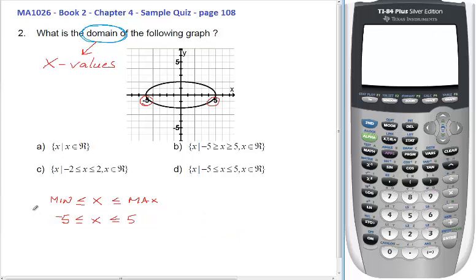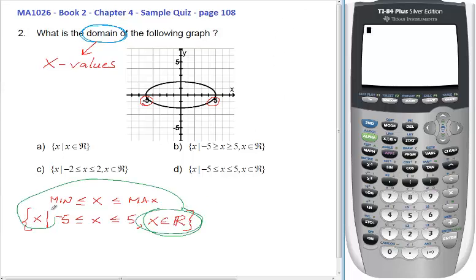Now, proper set notation is these set brackets, x such that, and then comma, tell which number system it belongs to. In this case, it belongs to the real number system. Now this is just notation, this stuff here and this stuff here. This is what's important, telling the actual values of the x. So the answer here is, where is that? That's D.